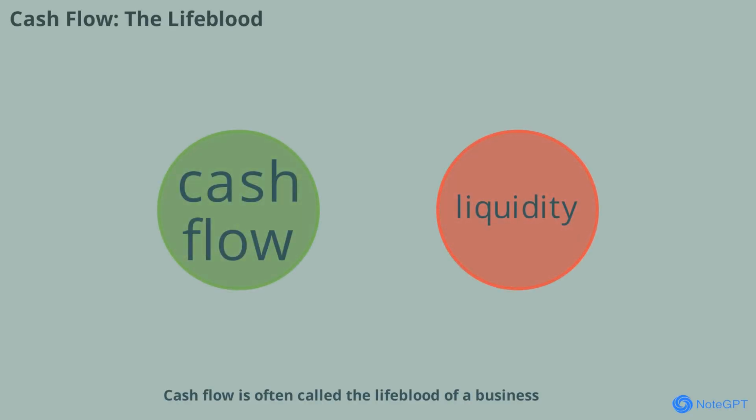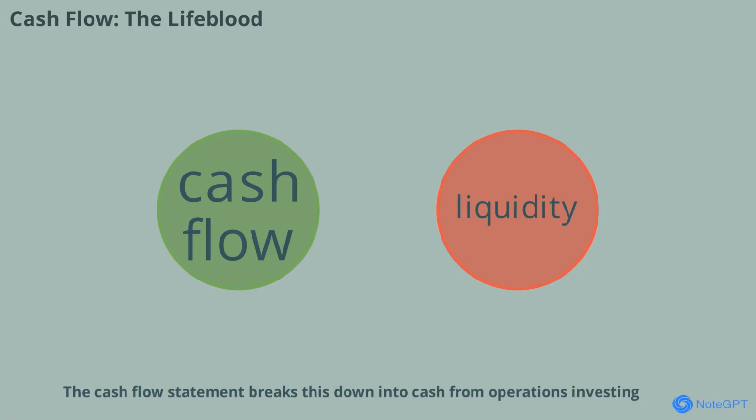Cash flow is often called the lifeblood of a business. It tracks the actual movement of money, showing whether the company can pay its bills and invest in growth. The cash flow statement breaks this down into cash from operations, investing, and financing. By monitoring cash flow, you can spot potential problems early and make informed decisions about spending and investment.